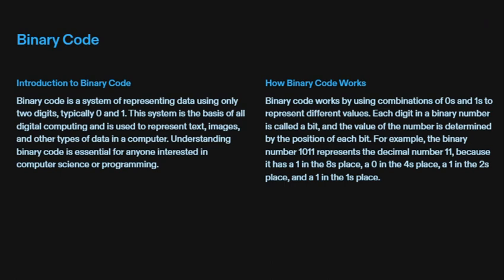Okay. So how does binary code work? Binary code works by using combinations of zeros and ones to represent different values. Each digit in a binary number is called a bit, and the value of the number is determined by the position of each bit. For example, the binary number 1011 represents the decimal number 11 because it has 1 in the 8s place, 0 in the 4s place, 1 in the 2s place, and 1 in the 1s place. So this is how binary code works.